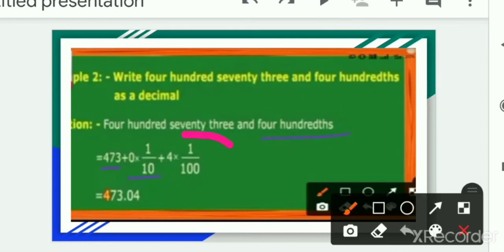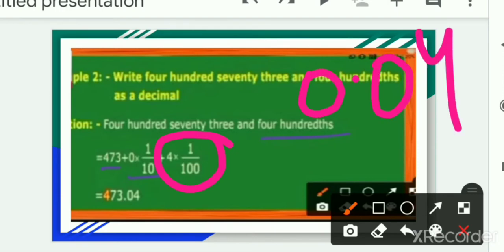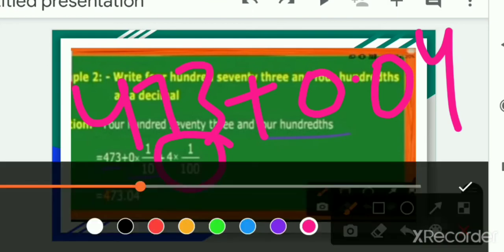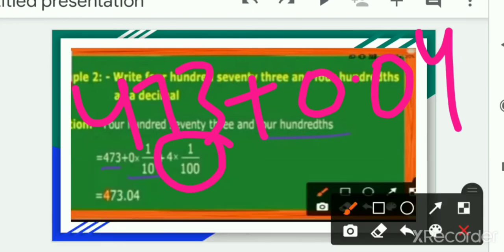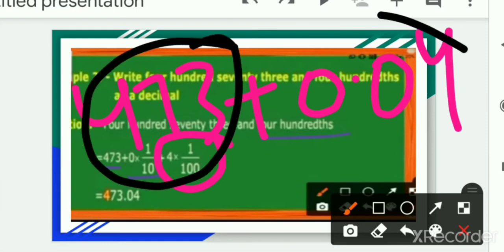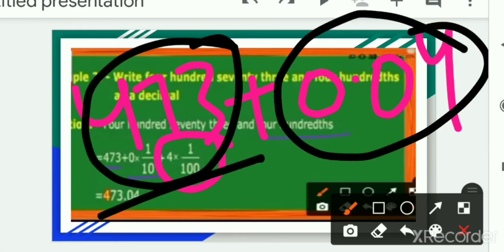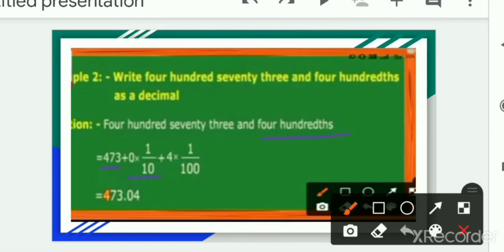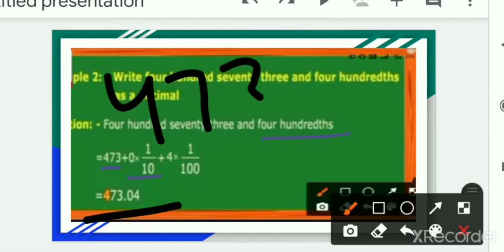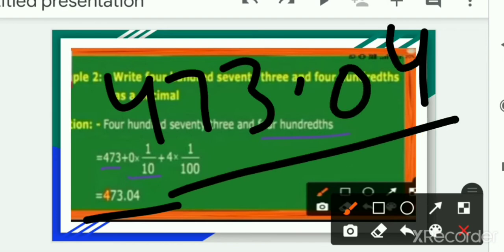So our fraction is 0.04, but in front of that we were having 473. Now I have already told you that when we are adding any number and any decimal point, that number and that decimal point come together, right? So our answer will become 473.04.